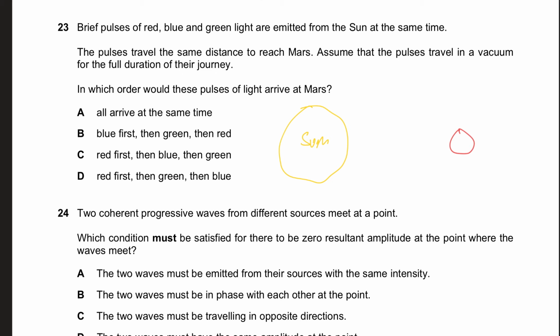Now this is a trick question. Students would assume that it's a difficult question and try to use wavelength or frequency or the time period and figure out which one reaches first. But the time it takes for light to reach depends on the distance and the speed. Since they're all light of different colors, they have the same speed and they're traveling the same distance, so the time taken would be the same. Hence, they will arrive at the same time. So the answer is A.